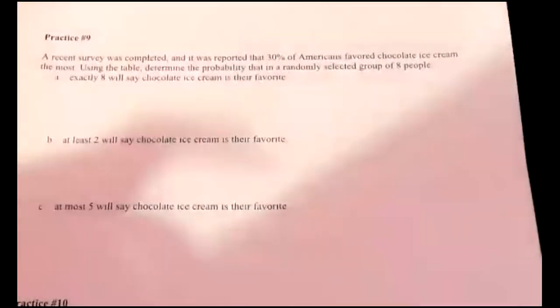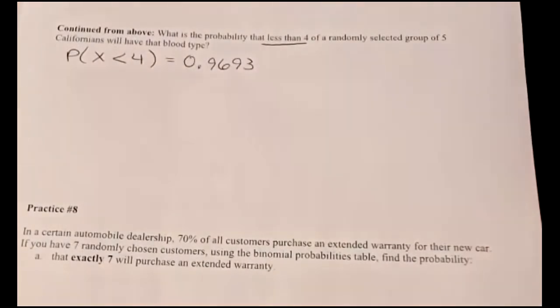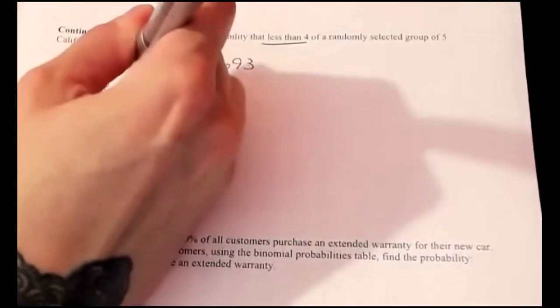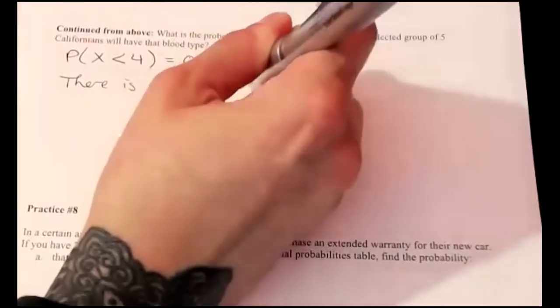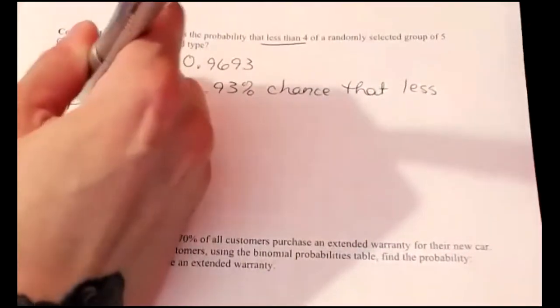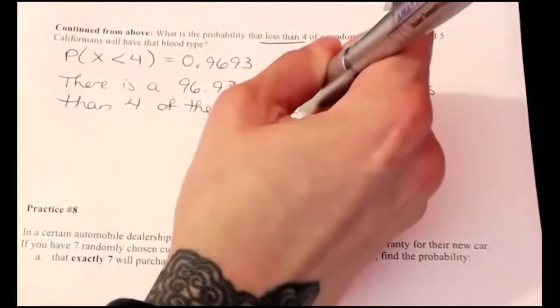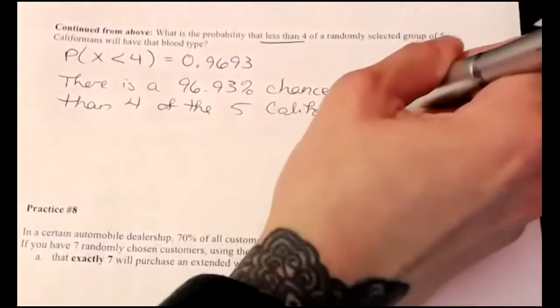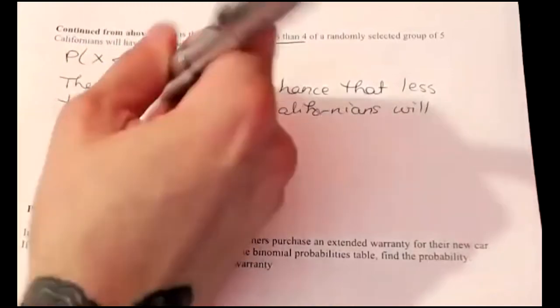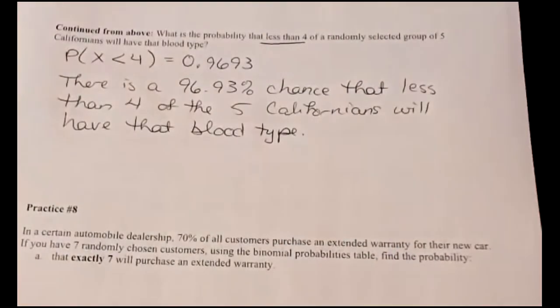Cool, let's write that out. 0.9693. And then you know that you're going to make the statement that there is a 96.93% chance that less than 4 of the 5 Californians will have that blood type. Cool. Very nice.